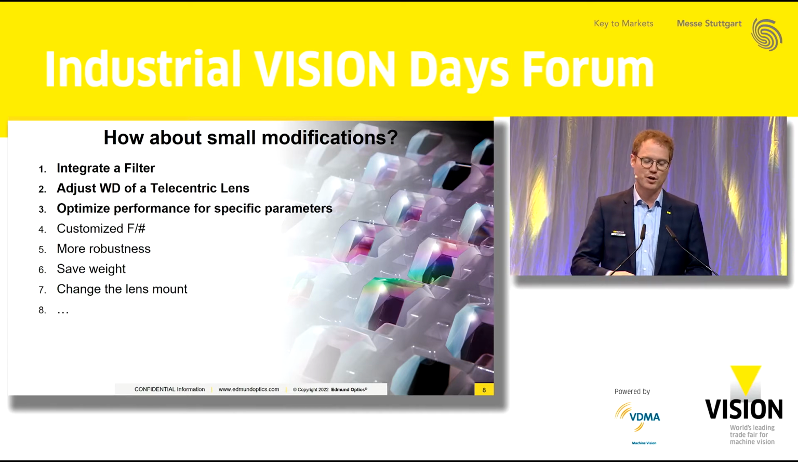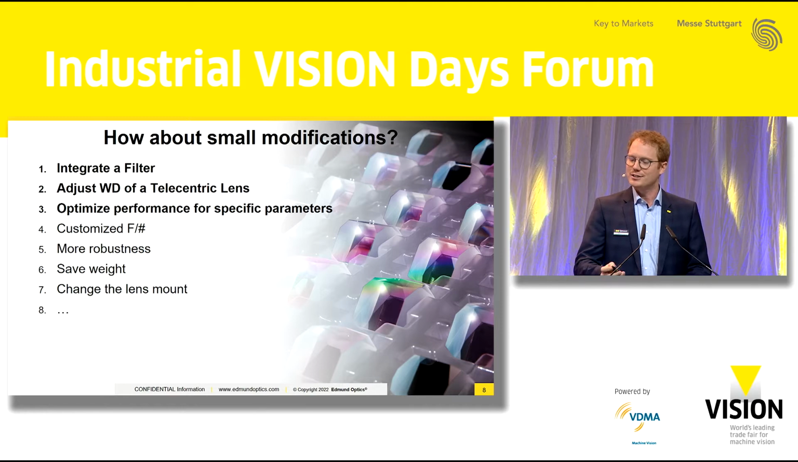I've listed a number of possible changes and modifications that I've seen over the last years. For time reasons, I'll just hit on 3 of those. The ones in bold, I'll just mention that it's very easy to customize an F number. It is also easy, I would argue, to make a lens more robust. You can glue optics and use certain other techniques. You can save weight, depending on what exactly you're starting with, quite a lot. Very important for people who put imaging systems on drones. And you can also do things like changing the lens mount.